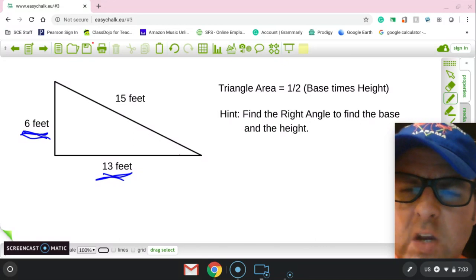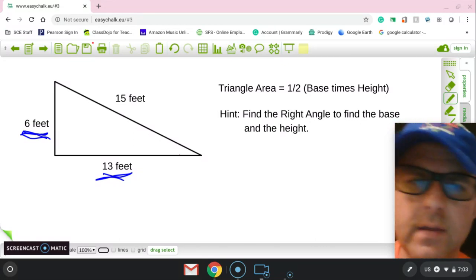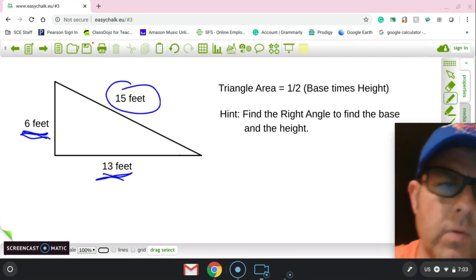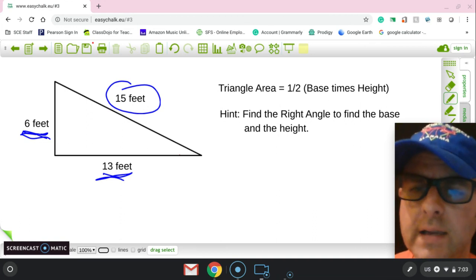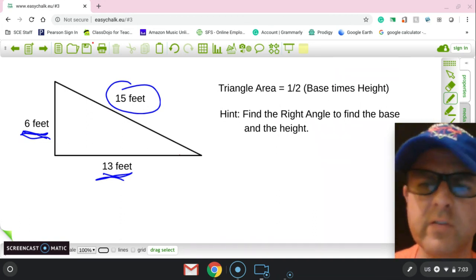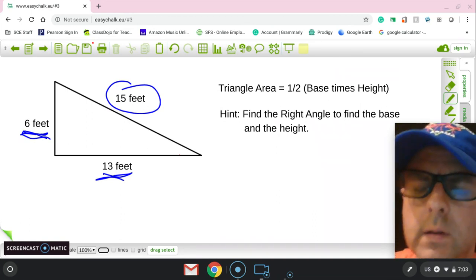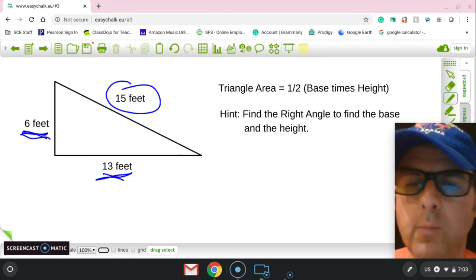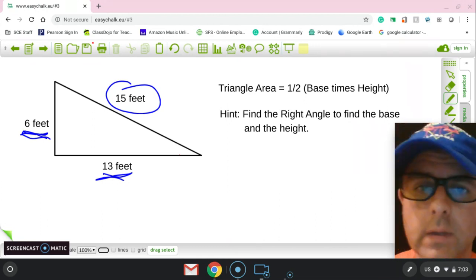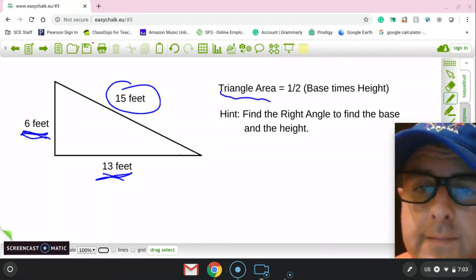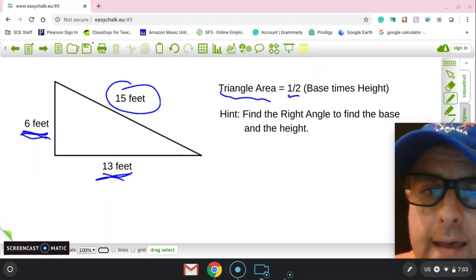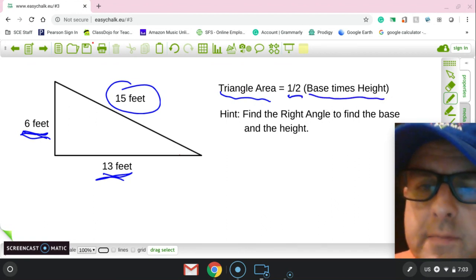Before I didn't worry about that because that was just the diagonal line cutting in half. But now I've got this one that's 15 feet. How do I know how to find the area of a triangle by itself? Well, we need to look at what is the formula for a triangle. And right here it says to find the area of a triangle, we take half of the base times the height.